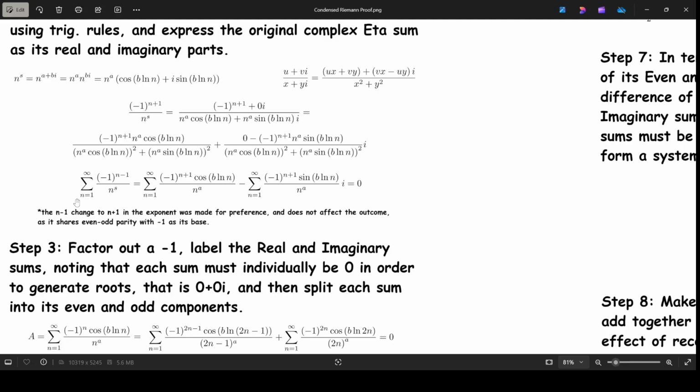Here's our eta sum again, and we've made it equal to its real part. You can see the real part here with the cosine, minus its imaginary part in front of the imaginary number i here.